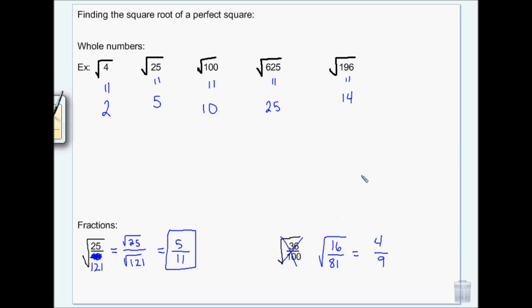Just as an example, in case it comes up, let's say I had, I'm going to actually scoot that over so I have more room. 50 over 72. Okay, these are not perfect squares. So what I want to do first, I'm going to see if I can reduce this and see if it makes perfect squares. So these are both even, so I'm just going to divide by 2.